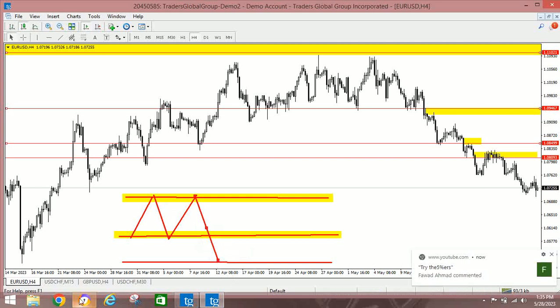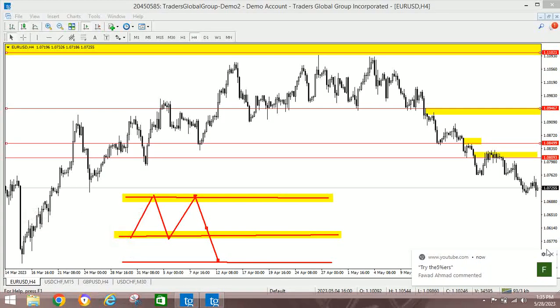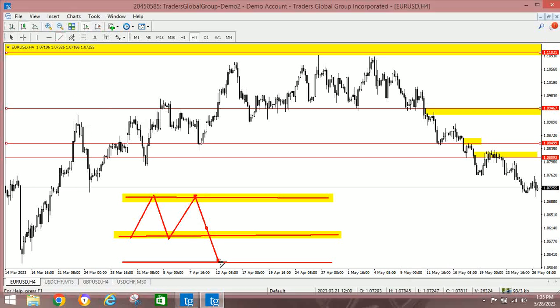Let me just remove this so you do not have the notification and stuff. Okay, so the price decided to break this level of support. Whenever the price breaks a level of support, it's just going to leave you with a base candle where it's going to retest. So it's going to retest here, and then it goes up, and then it decided to drop again.